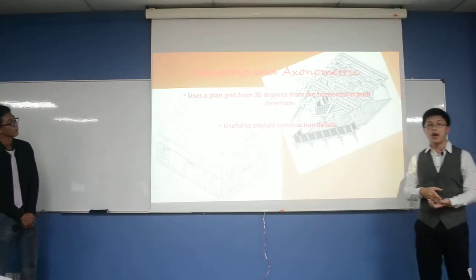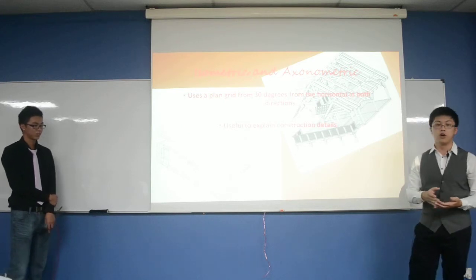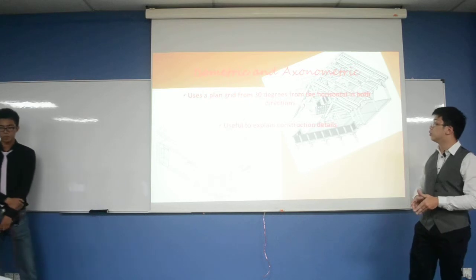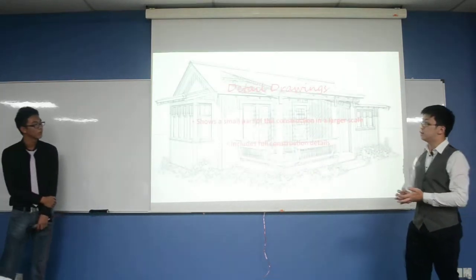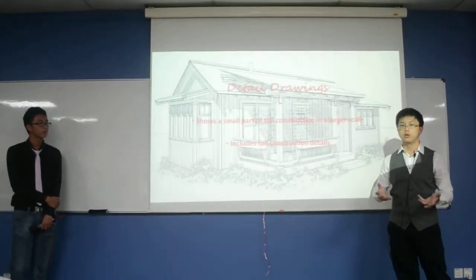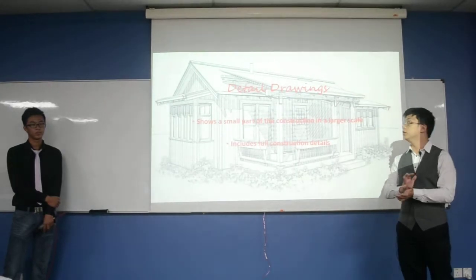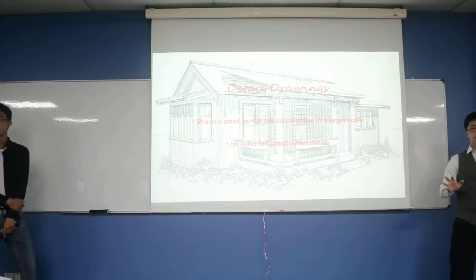Now, an isometric and axonometric view is a 45-degree or a 30-degree angle showing detail points, and is useful to explain the construction details. And the detailed drawing is the final part, and it's very detailed. It includes full construction details.